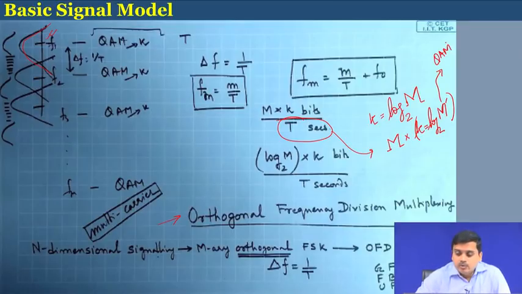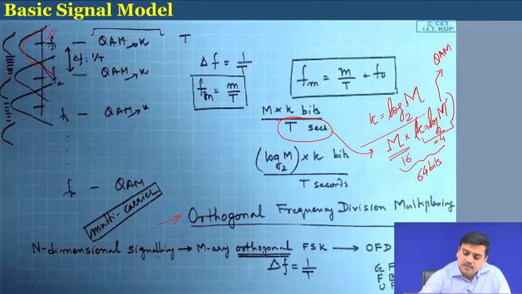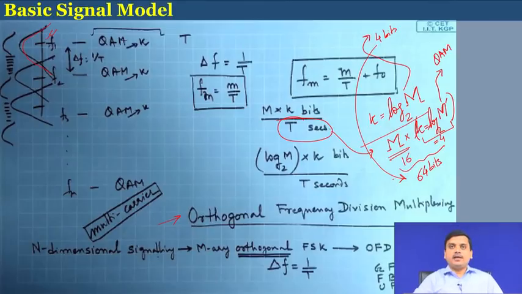So, if we do 16 QAM, in that case this value would be equal to 4, and if we have, let us say, 16 carriers, then together we have 64 bits being sent simultaneously, whereas if we compare with the earlier FSK system, if M was 16, then k would be only 4 bits. So, what we see is a huge improvement in the possible data rate.